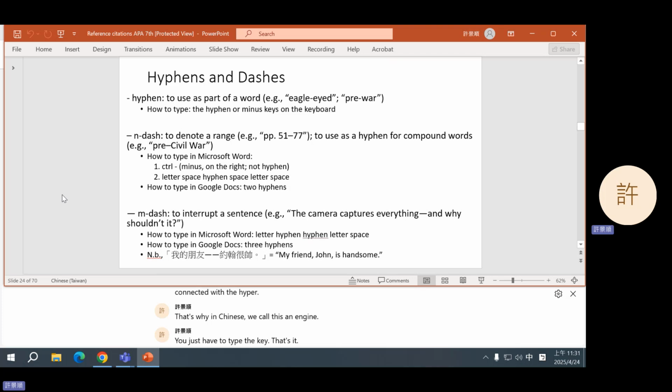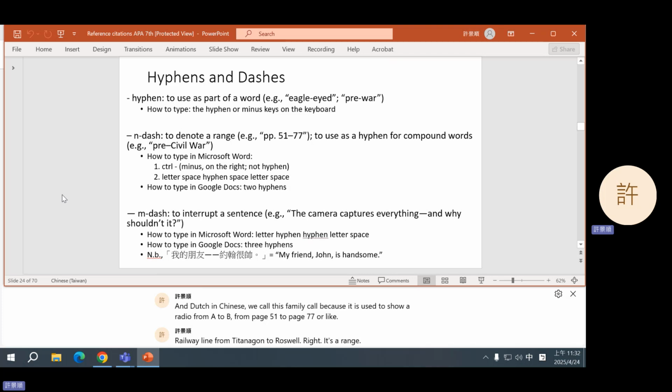I guess the bigger question is, when do you need to use a hyphen? When do you not need it? And the answer is, check a dictionary. Okay, next one, N dash. In Chinese we call this 范围号 because it is used to show a range from A to B, from page 51 to page 77, or like a railway line, a railroad line, from Taipei to Kaohsiung, right? It's a range.